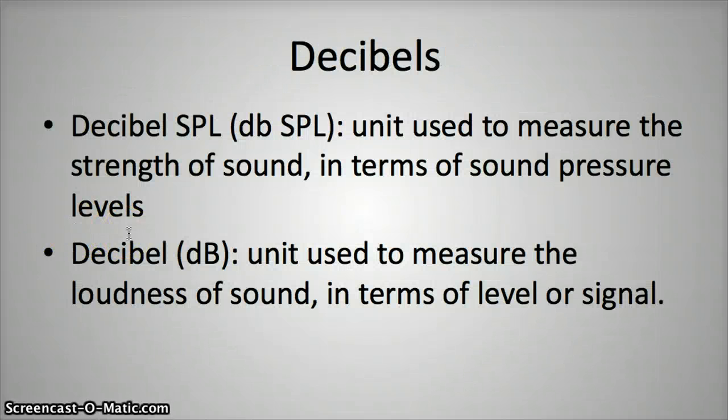Okay, so the unit of measurement when we're talking about how loud something is, or the amplitude of it, is decibels. So there are two different kinds of decibels here. There's decibel SPL, which is simply talking about the strength of a sound in terms of sound pressure levels, as compared to decibel, which is the loudness of a sound in terms of a level or a signal. So there's different application with these, as far as if you're measuring sound in a more scientific sense as opposed to maybe for audio mixing or editing, things of that sort.